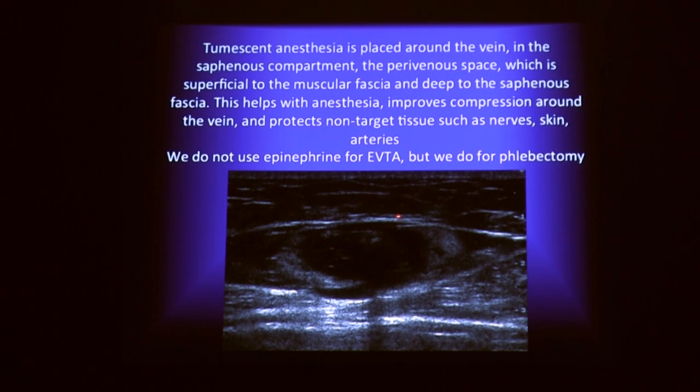Can you see that white dot? That's the catheter. This is the vein smushed on that element, and this black stuff is the water that's protecting all the adjacent tissues. So you're heating just the vein.